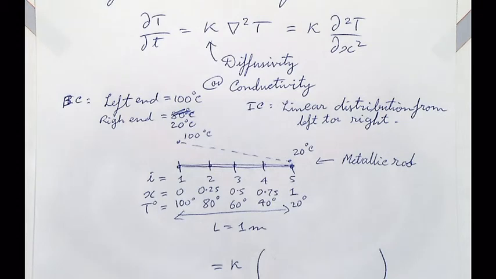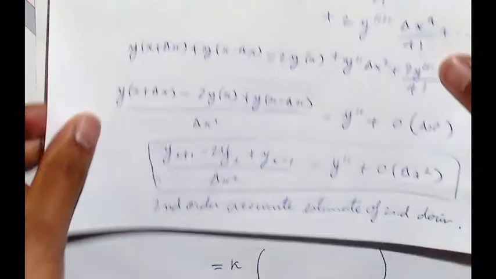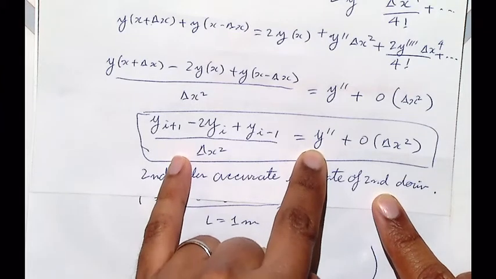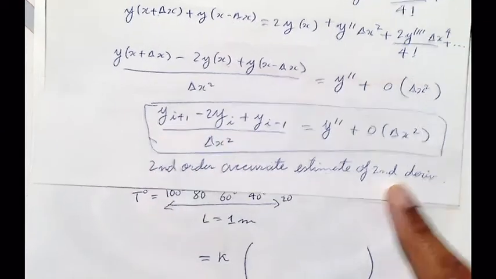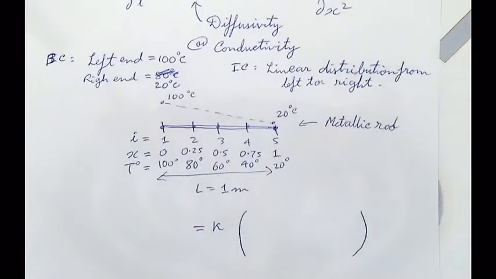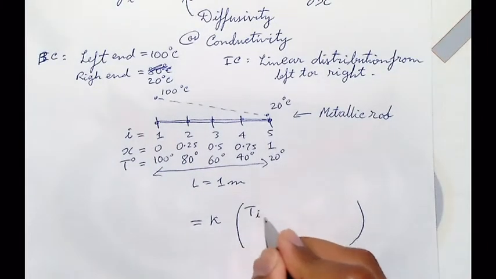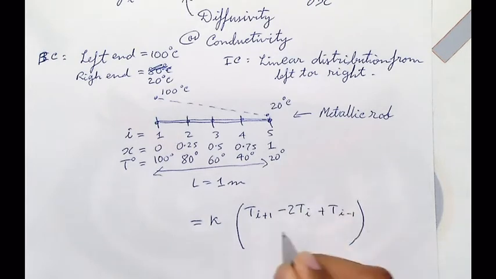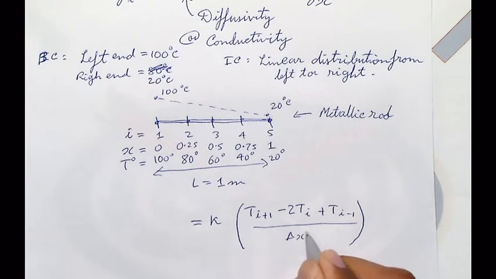And just 15 minutes ago, we had derived an expression for the second derivative, right? Where did that go? There. So our y now becomes T. So T double prime will be Ti plus 1, blah, blah, blah. Right? So let's write that down. This is Ti plus 1 minus 2 Ti plus Ti minus 1 over delta x squared.